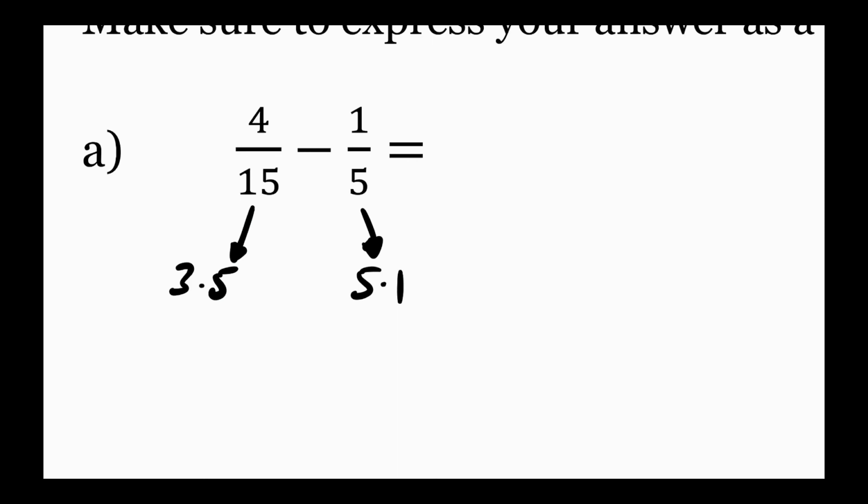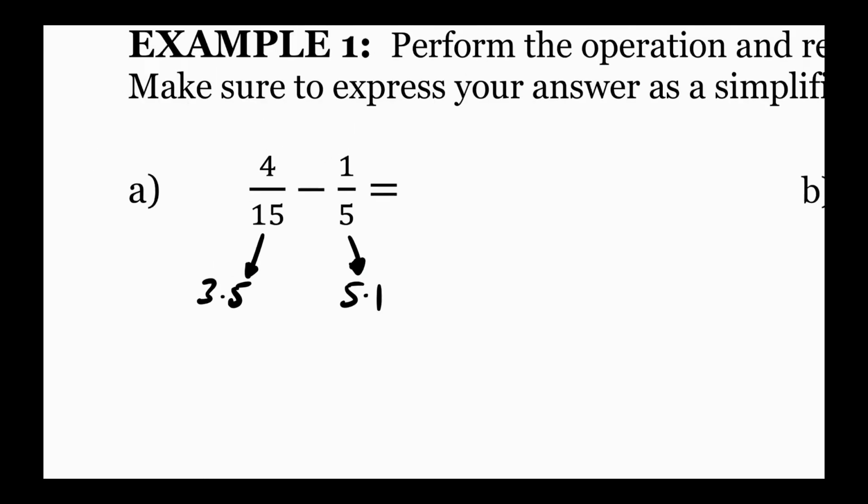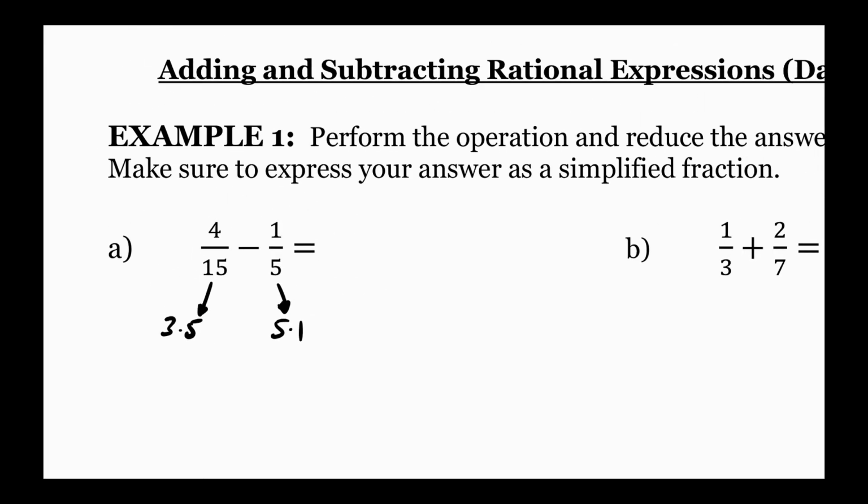Okay, so sorry, continuing. So I have 3 times 5 and I have 5 times 1 when I broke down, right? Because we're subtracting fractions. That's the first thing. That's what we're doing. We're adding and subtracting fractions. So the question is, what do I need to make them the same? What do I need to make them common?